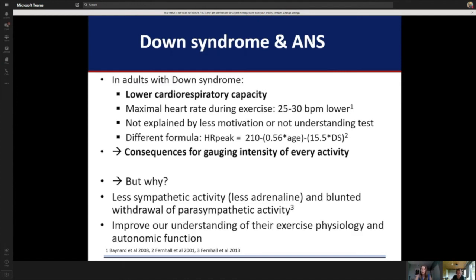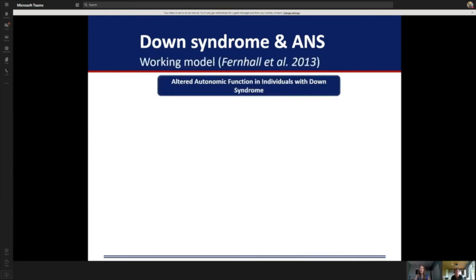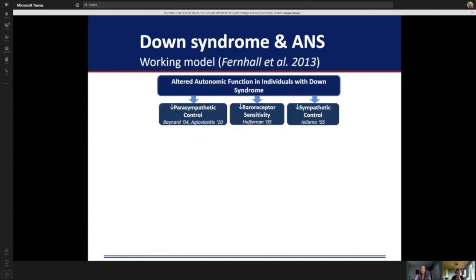But we're still working on improving our understanding of their exercise physiology and autonomic function. There's a working model published in a paper by Fernhall et al. in 2013 that describes how impactful this autonomic dysfunction can be in Down syndrome. The dysfunction results in lower parasympathetic control. I cited the two papers where you can find more information. They have less sympathetic control, but there's also less baroreceptor sensitivity. I'm not going to go into that too much, but it's how heart rate and blood pressure are controlled in concert with each other to maintain good blood pressure.